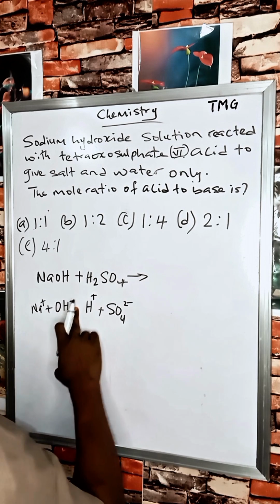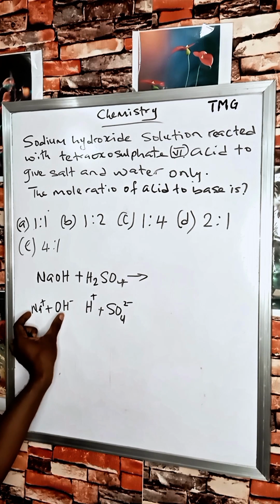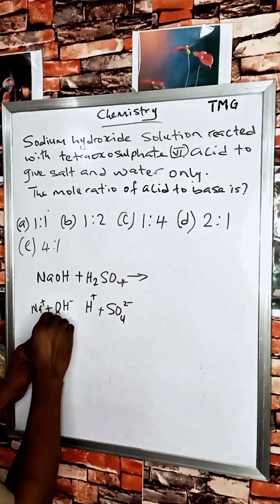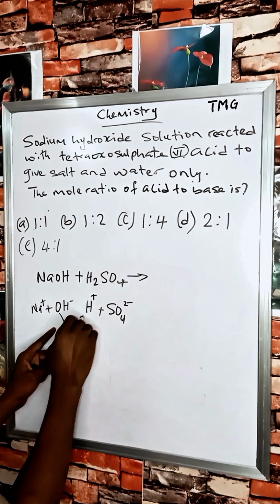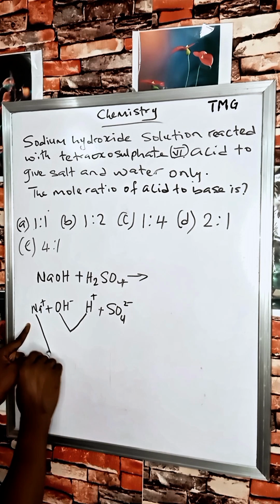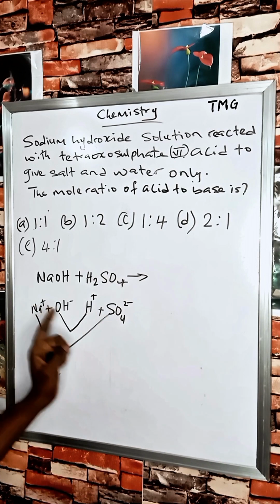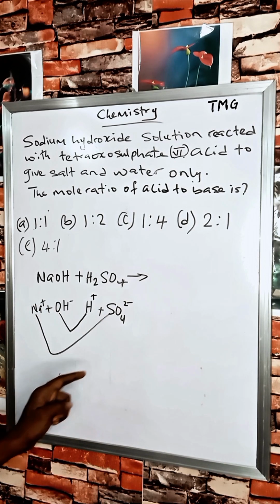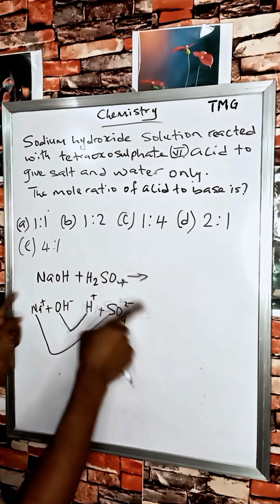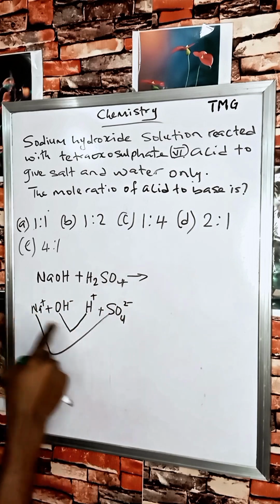So now you can see that I've split this equation, this compound, into two parts. So H2SO4 will pick hydroxide to form water, while sodium will pick sulfate to form sodium sulfate. So now when picking this, they are going to interchange their ions or their charges. They're going to exchange their charge to form that particular compound.